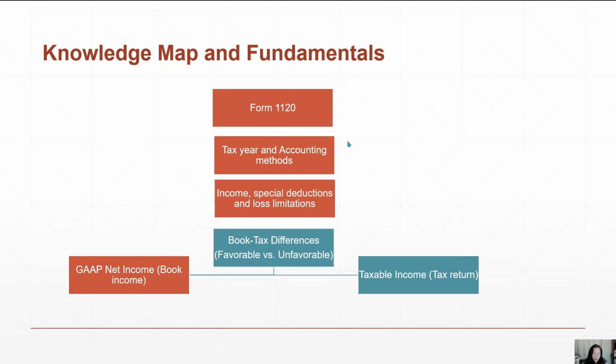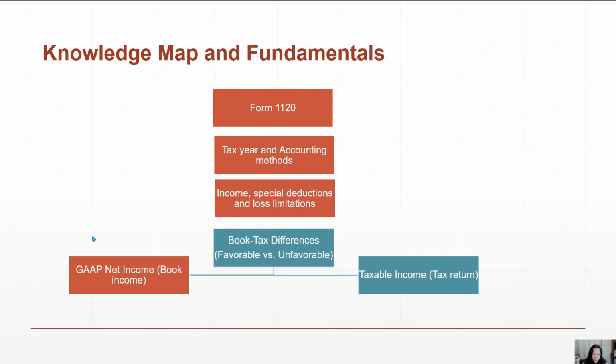For any tax return filing, the first thing you will need to figure out is which tax year we're reporting the taxable income. What is the accounting method used? Is it cash method or accrual method? Next, of course, you're going to report the income and deductions. There are some special deductions and loss limitation rules to watch for. And this is similar to the 1040 individual income tax filing as far as the calculation goes.